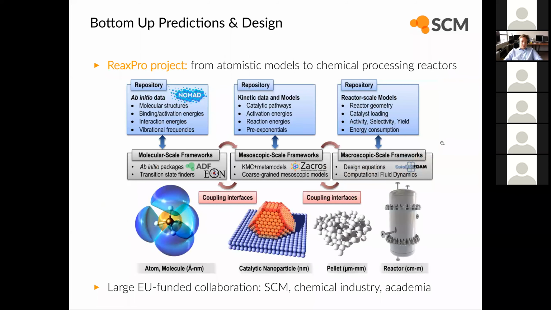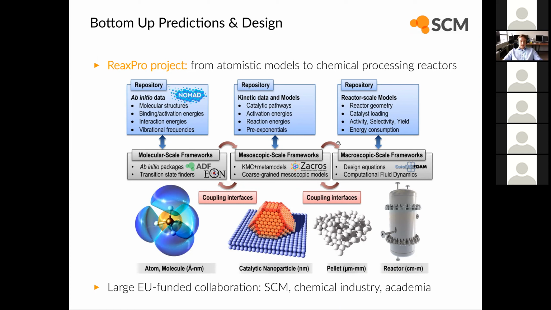Things like that are the focus of a recent project of SCM called ReXPro, where the aim is to start from quantum chemical calculations, DFT results on the left side here, and then, for example, to calculate transition states, activation barriers, and reaction rates, to feed that knowledge over into mesoscale models, say kinetic Monte Carlo, in order to study the population of different species, for example. And then this can be transferred over as input or as parameters to a computational fluid dynamics model.